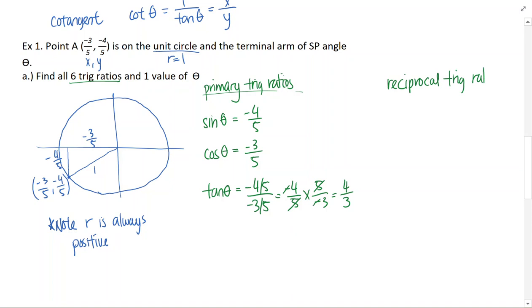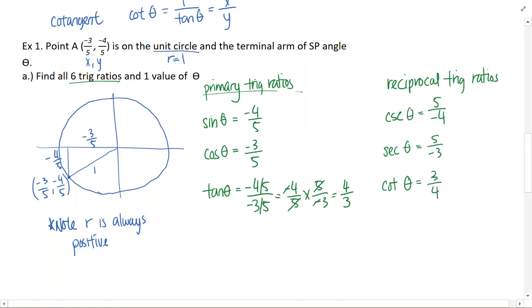Trig ratios. In this case we have cosecant, secant, and cotangent. Cosecant is just the reciprocal of sine, so that's 5/-4. Secant is the reciprocal of cosine, which is 5/-3. And cotangent is the reciprocal of tan, which is 3/4.